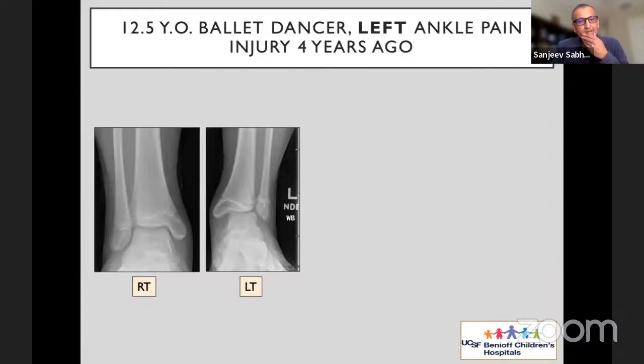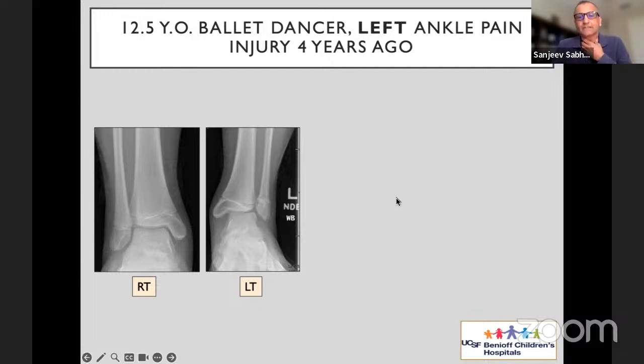Okay, another patient with a physeal injury, different. This one's in the distal fibula, so kind of uncommon. She's a 12-and-a-half-year-old ballet dancer who came in with left ankle pain. And the injury was 4 years ago. So you can see the right is the normal side, on the left you can see the fibula is high, and there is some evidence that she must have had some injury.